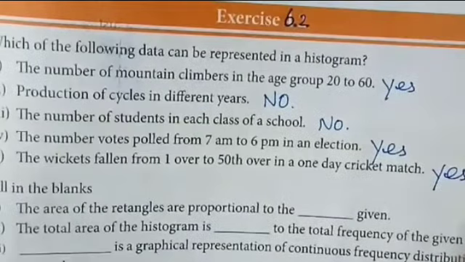Listen, from this it is very easy to understand: if the limit has been given, it will be considered as a histogram and we can draw it. If the limit has not been given, it will be omitted for the histogram. Okay, so likewise we have to understand, students.